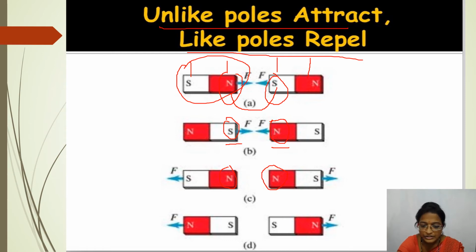Not only north, just take here south and here also south. Now when we bring like poles, south pole and south pole, closer, what happens? Does it attract or repel? Yes, it repels, because again here south and south, they are like poles, they are the same. So when we take like poles to each other, it repels, isn't it?